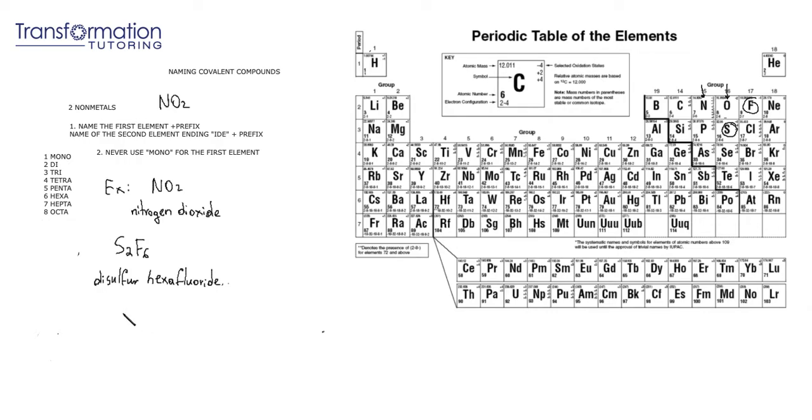Now, if a name is given to us for a covalent compound, it's very easy to write its formula as well. Let me give you an example. Let's say we are given name carbon dioxide. How do we write this formula? Well, we write the formula as the name tells us. Carbon is carbon, oxide is oxygen, and di means there are two oxygens, so it becomes CO2.